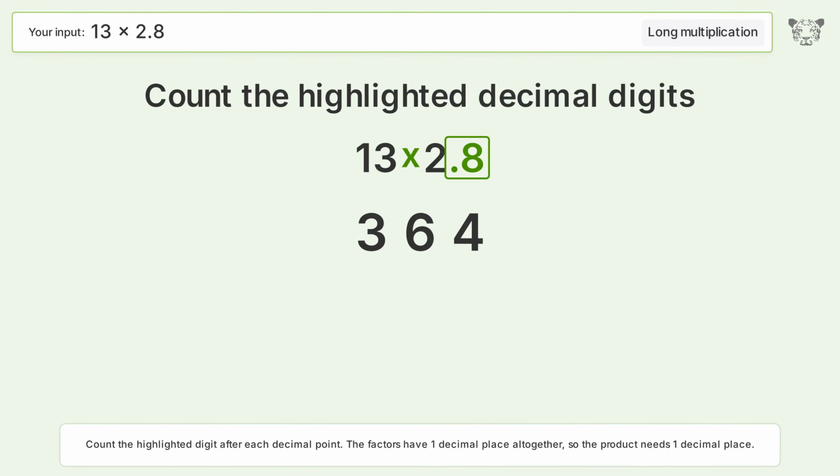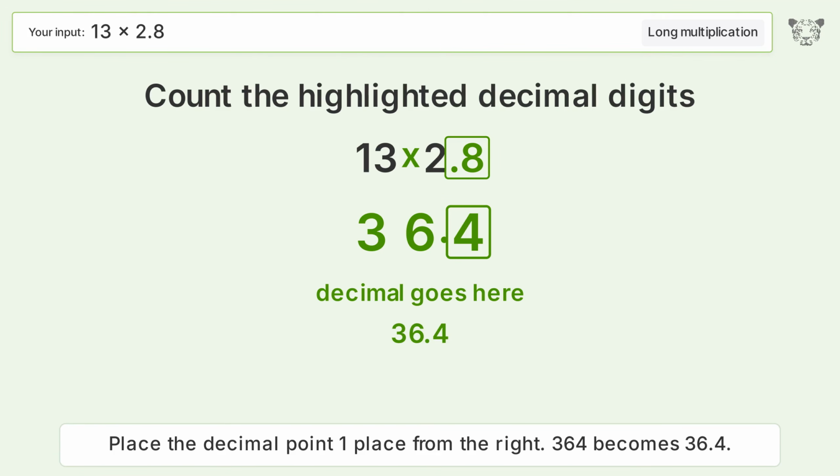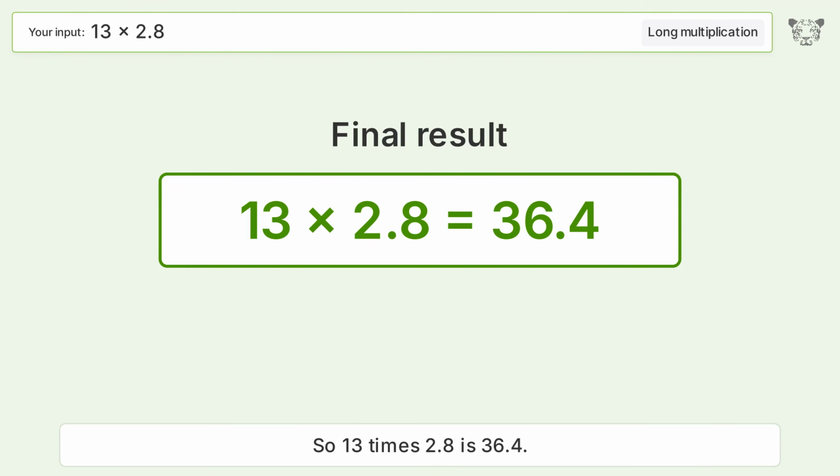Count the digits after each decimal point. The factors have one decimal place altogether, so the product needs one decimal place. Place the decimal point one place from the right. 364 becomes 36.4. So 13 times 2.8 is 36.4.